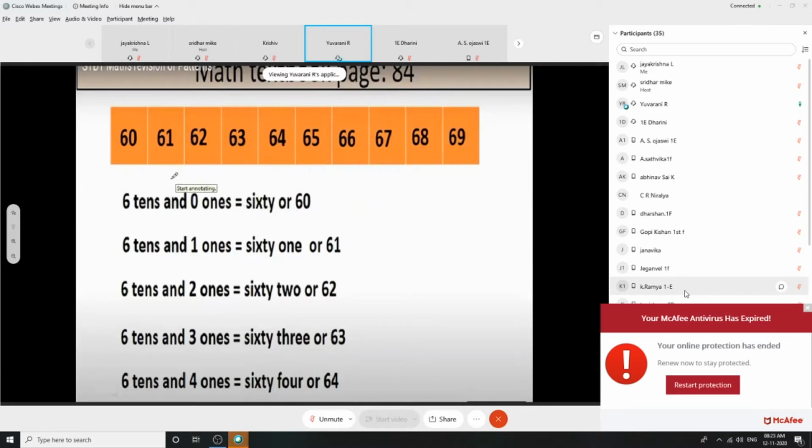So six bundles and one more to it makes 61. So six tens and one ones. Six tens and two ones makes 62. Six tens and three ones makes 63. And six tens and four ones makes 64. It is very common, right? We have already learned this one, right?